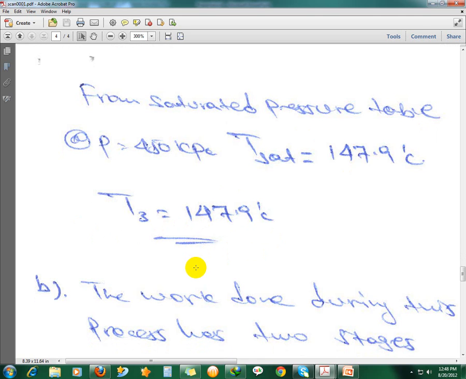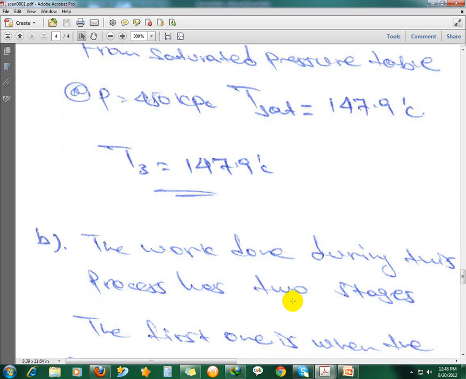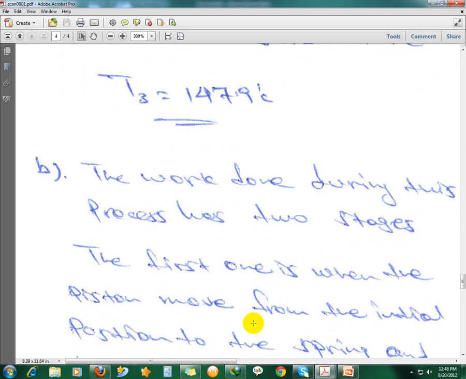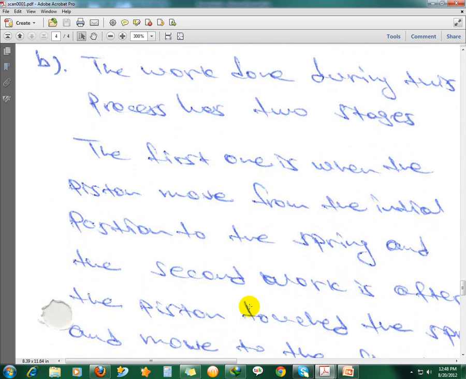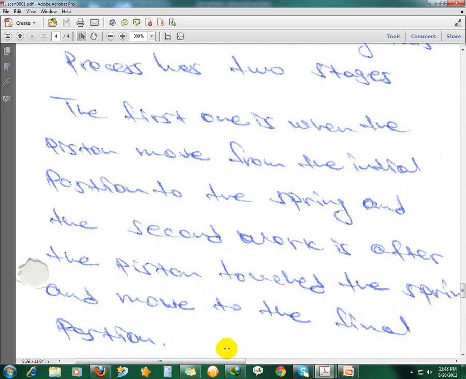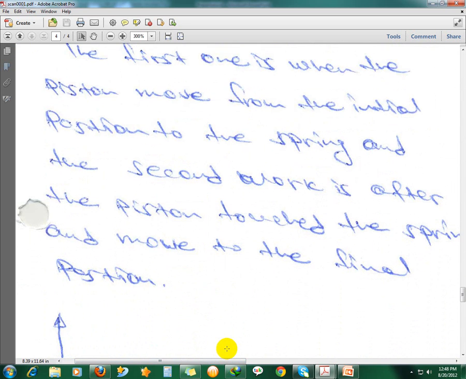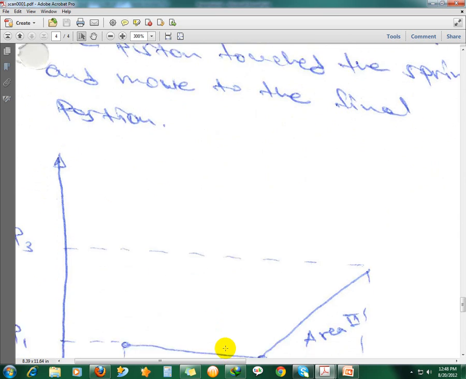Now B, the work done during this process. The work done during this process has two stages. The first one is when the piston moves from the initial position to the spring, and the second work is after the piston touches the spring and moves to the final position. So work done 1-2 and work done 2-3. We have two work terms. So let's draw this process on a PV diagram.